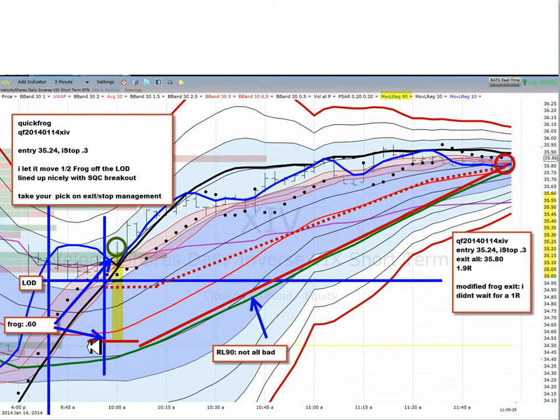If you had used the 60-cent trailing stop, you get this line, and again it's going to exit up in here when price has re-entered the river, and you either have a 1.9 R on the 30-cent stop, or about 1 R if you had used the regular line. Very mechanical system, quick frog entry, and that's how we do that.